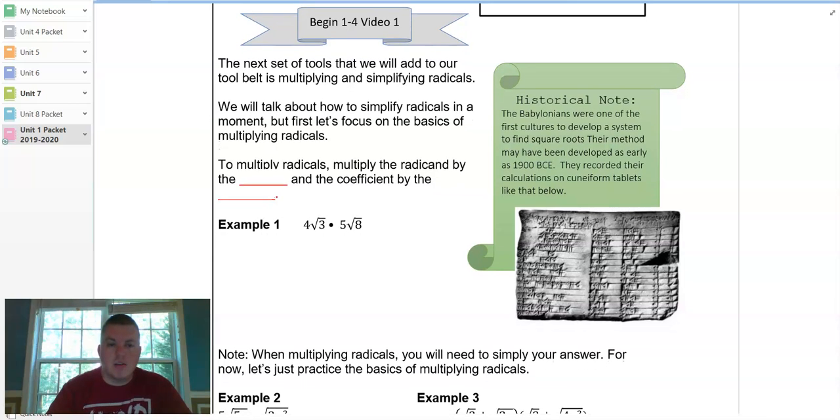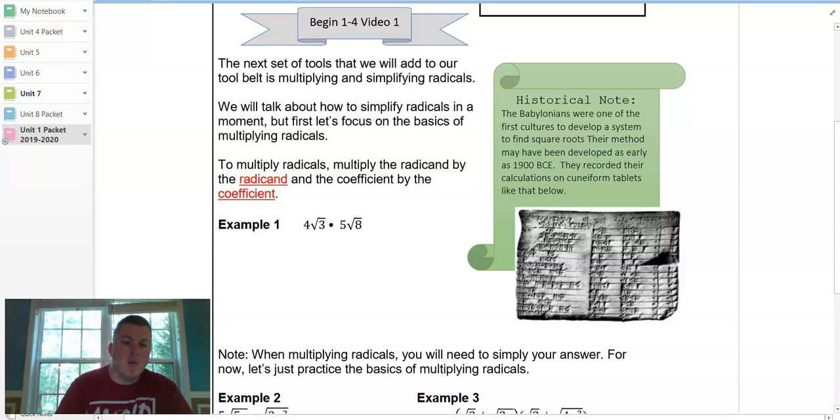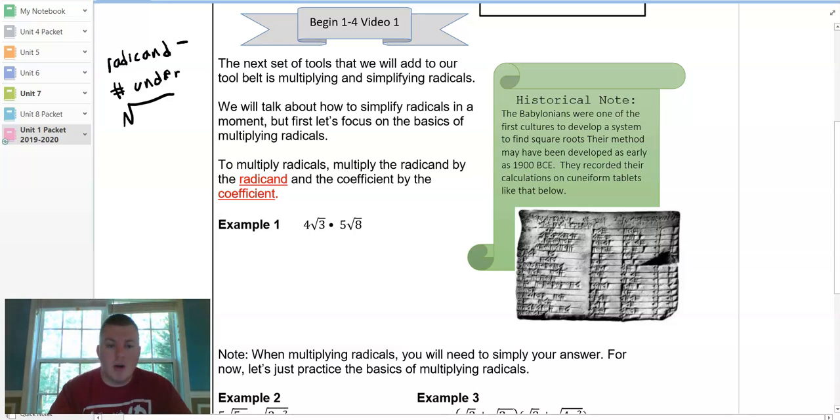So to multiply radicals, we're going to multiply the radicand by the radicand and the coefficient by the coefficient. Just backing up on that terminology a little bit, if you aren't familiar with what a radicand is, it's the number that is under the radical. I'm just going to jot that down off to the side here. The radicand is the number under the square root symbol, or the radical. So when we multiply, we're going to multiply the two numbers that are underneath the radicals together.